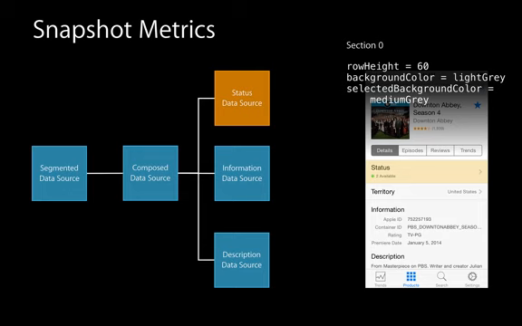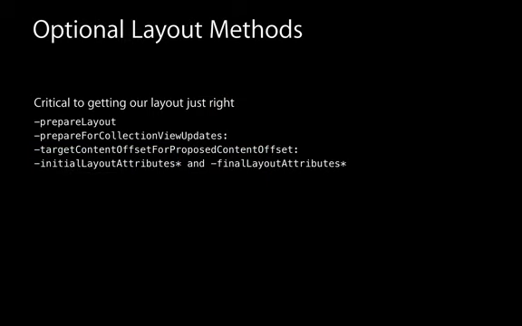So it's really important that we only do this when it's absolutely necessary. So we only do it when the collection view changes. But then we go through and we update our attributes when we actually scroll. So I spoke earlier about optional layout methods, and this is where my whole confession comes in. I did these out of order.